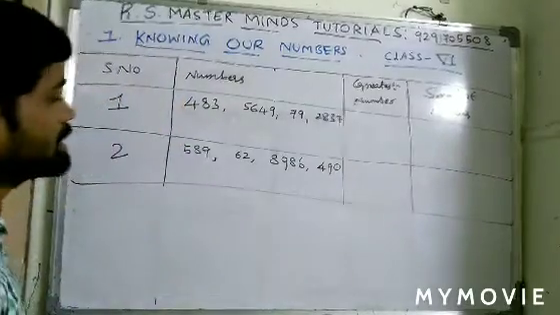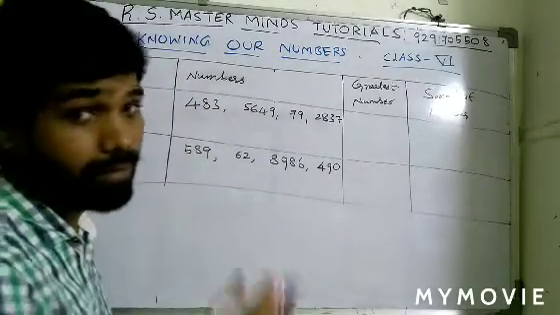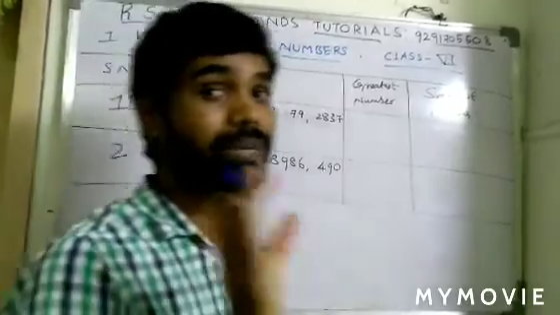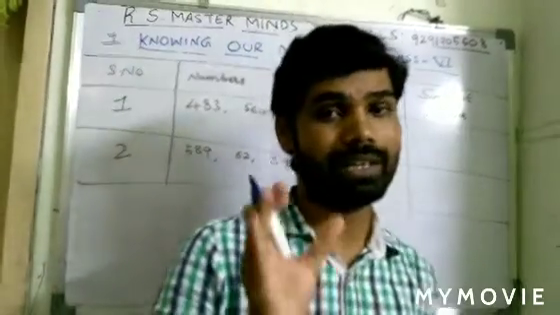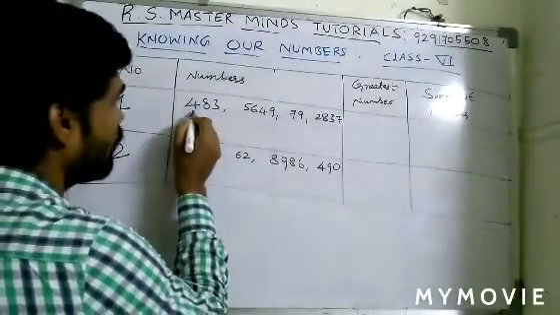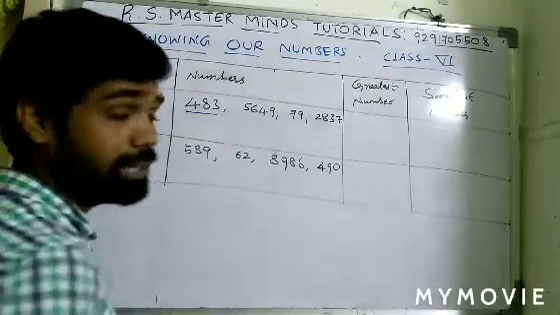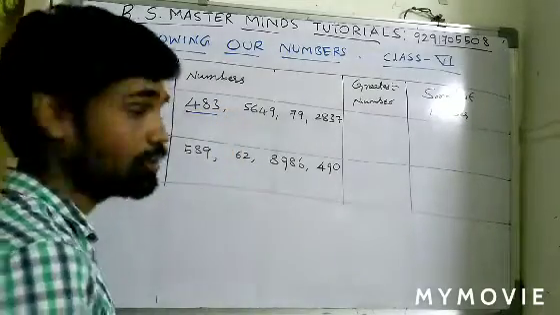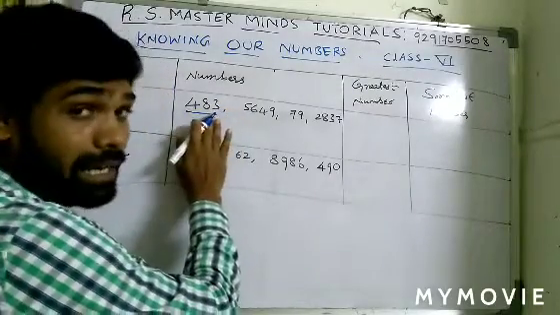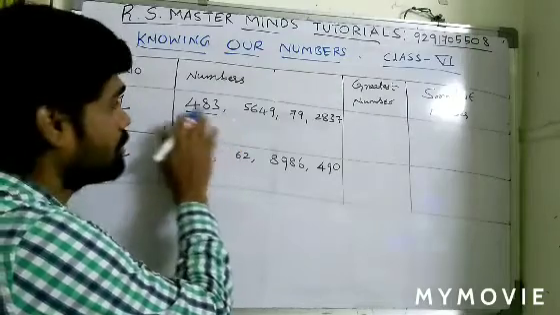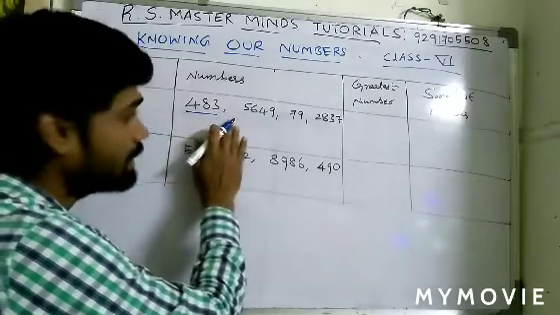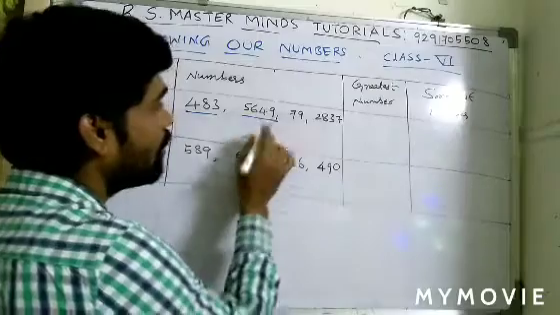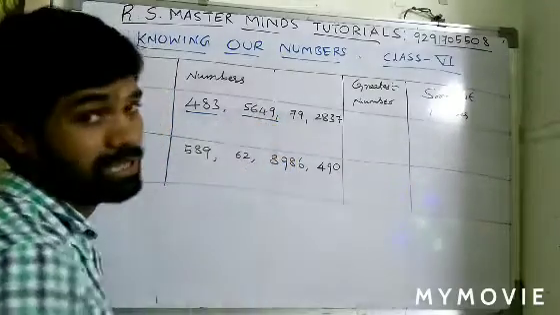Even though many numbers are given, no problem, but before that, let me identify the place value. What is the highest place value? See here ones, tens, hundreds, thousands, so thousands here, and thousands here too. So the highest place value is thousands. So let us compare the thousands.